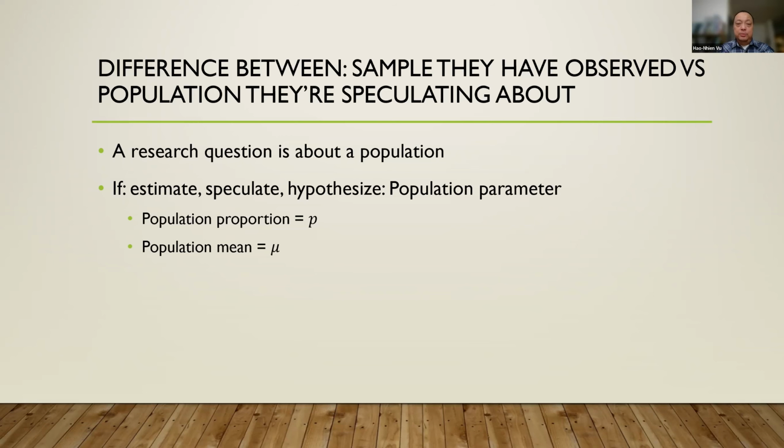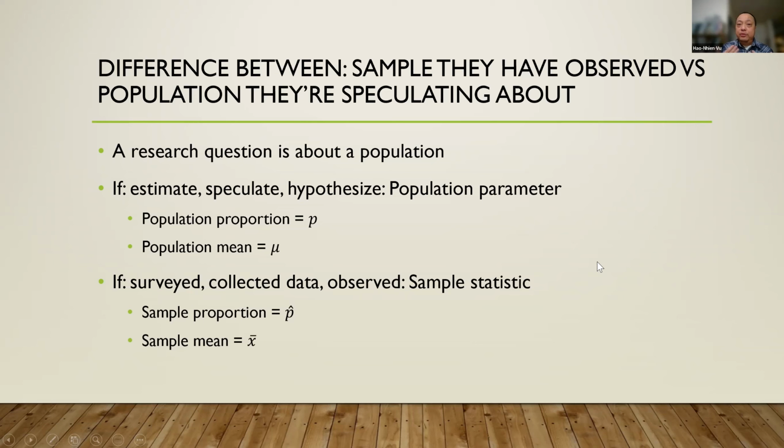But on the other hand, if you see in the question that the researcher has collected data on something, then that thing that the researcher has collected data on, that's a sample. That means all the information from that data collection consists of sample information. So if it's a proportion, then it's a sample proportion with the symbol P hat. If it's a mean, then it's a sample mean with a symbol of X bar.